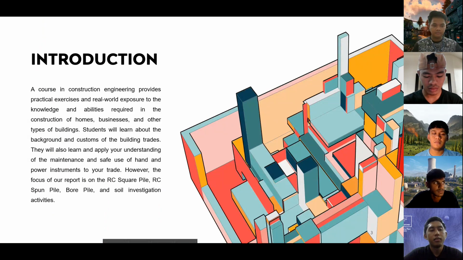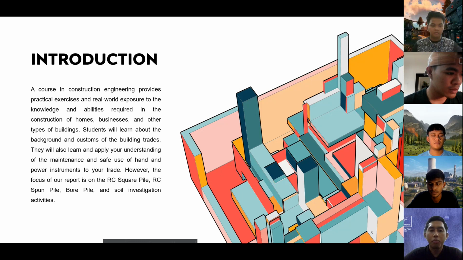So, introduction. Introduction to construction engineering provides a practical exercise and real-world exposure, knowledge and abilities required in the construction of homes, businesses, and other types of buildings. We will learn about the background and custom of the building trade. We will also learn and apply our understanding of the maintenance and power of instruments to the construction. In this project, we will focus on RC square pile, RC span pile, bore pile, and soil investigation activities. Next.